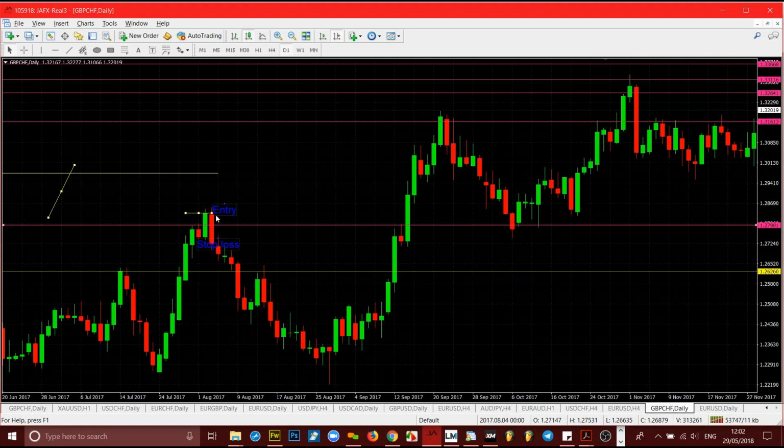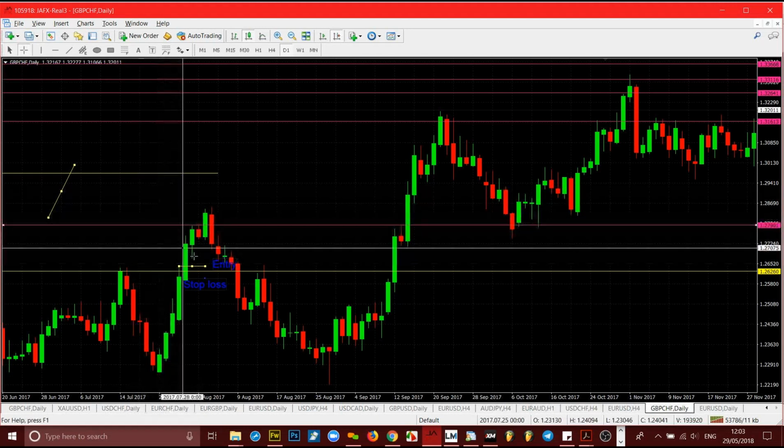What happened? Price broke out of this resistance line. I entered the trade on a buy. I said, okay, I will enter it and I'll put my stop loss here. What happened? It was a winning trade because, as you can see, it went up to the next level that I identified, so I can take my profits.